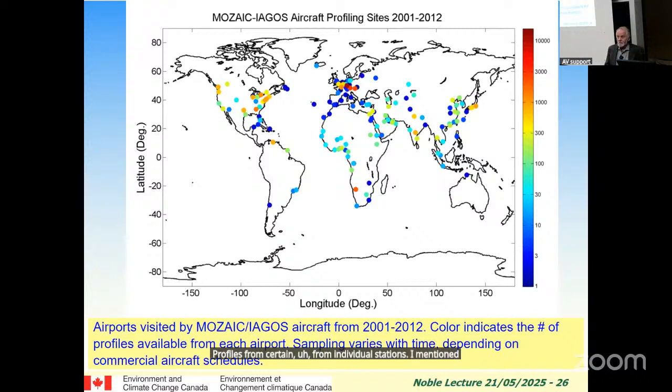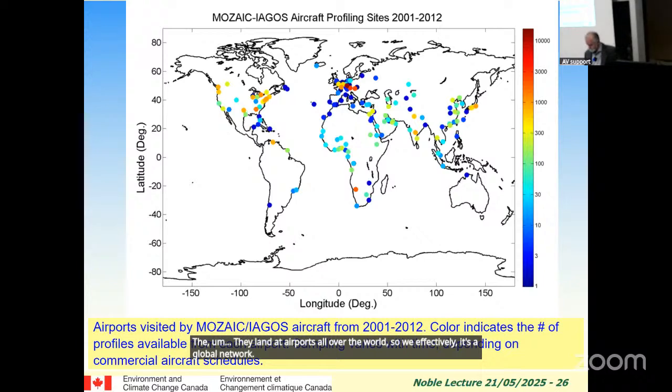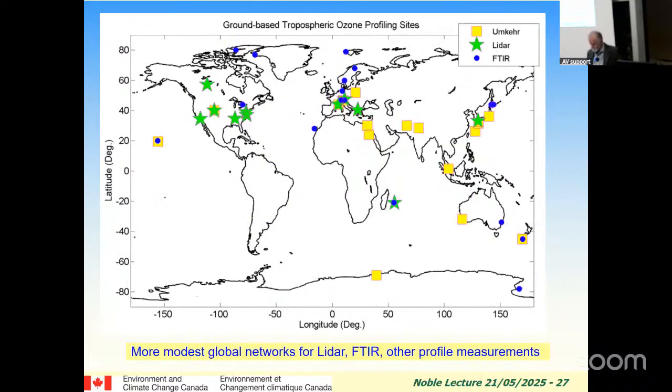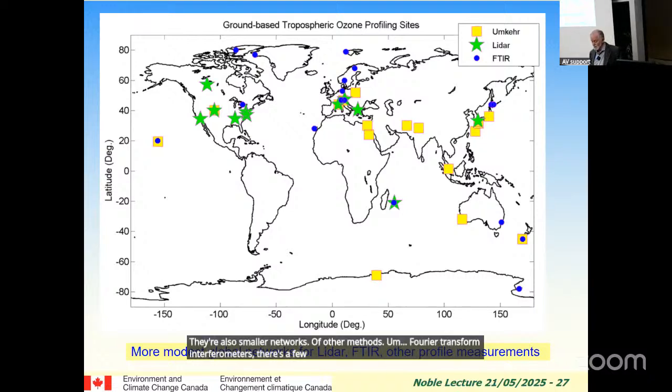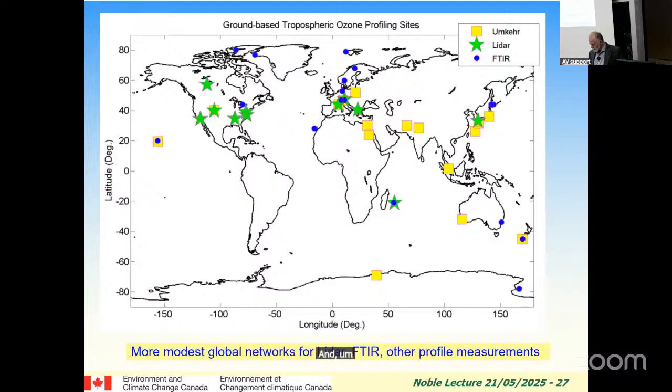I mentioned the commercial aircraft, MOZAIC, IAGOS. They land at airports all over the world, so effectively, it's a global network. There are also smaller networks of other methods. Fourier transform interferometers, there's a few LIDARs around the world, and the squares indicate a profiling method that's done primarily with the Dobson instruments.